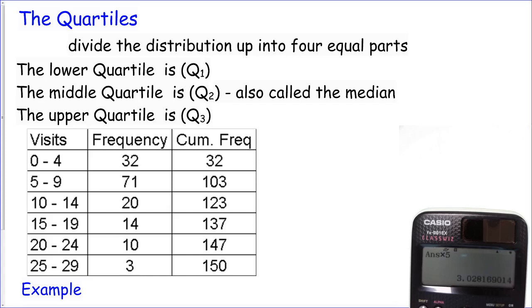We're going to have a quick look at quartiles. This is exactly the same method as before, but we're going to change the fraction that we put in. If I want to find the lower quartile, there are 150 things, so we're going to do 150 times 1/4, which gets us 37.5.